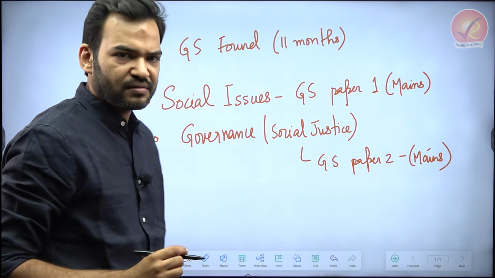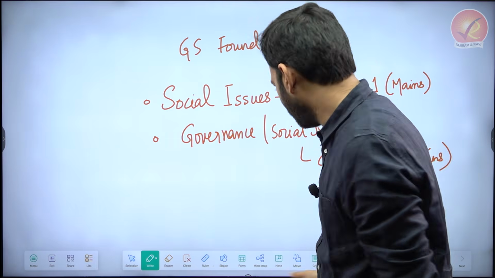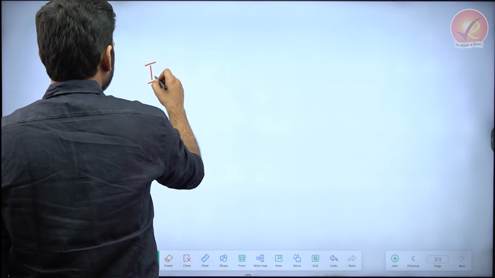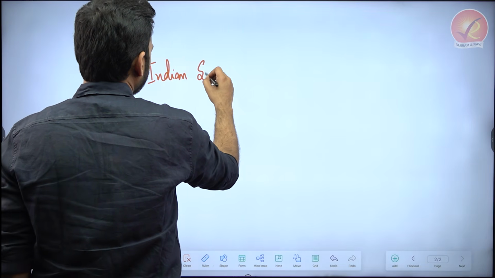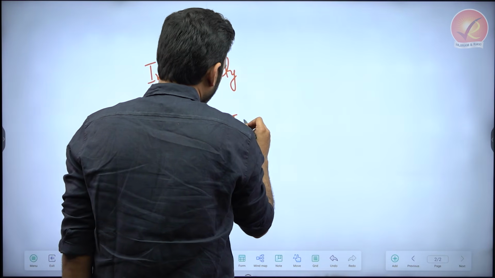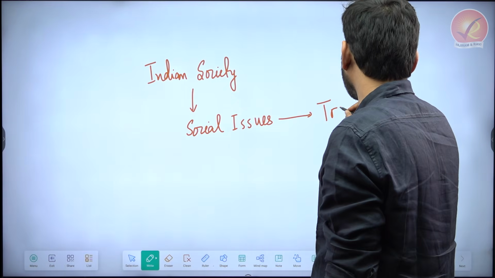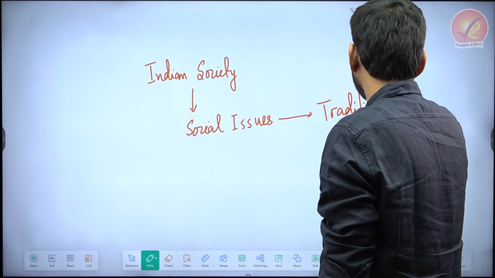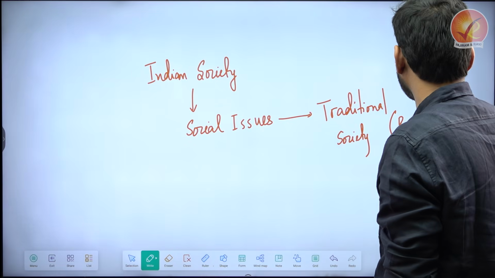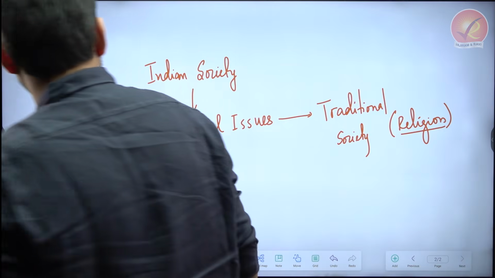Now, to discuss one of the topics, I'll first tell you something about the basics of Indian society and why we study Indian society. We study Indian society because Indian society has many social issues, and most of the social issues in Indian society are because Indian society is a very traditional society. Now, traditional society means where people strongly associate themselves with religion. That is a very important aspect of their life, religion.